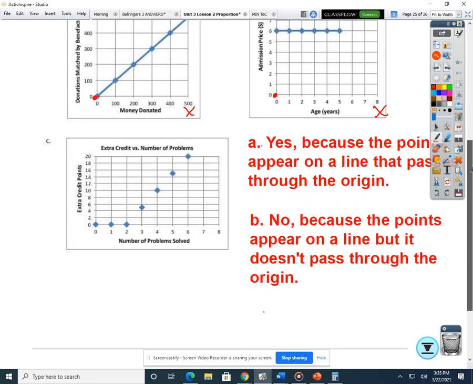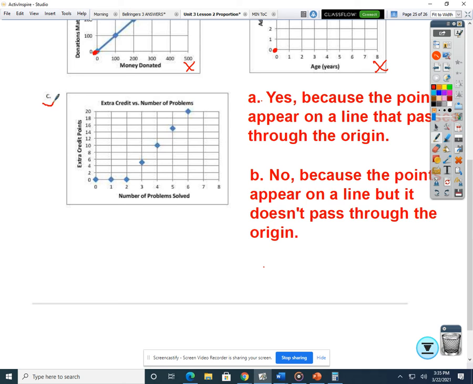And finally, looking at graph C. Here, we have the extra credit versus number of problems. On our x-axis, we have our number of problems solved, and on our y-axis, we have our extra credit points received. So notice that our points graphed across here and then move upward. So this is kind of a straight line. It's actually two lines. The bottom one is straight across here, and then the other one moves up from there. But remember, they must all appear on one straight line that passes through our origin.